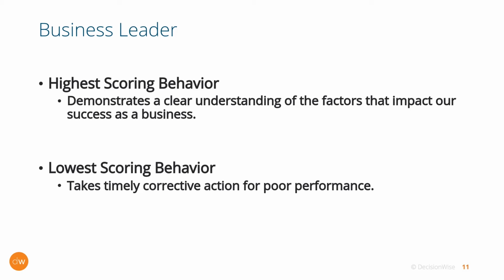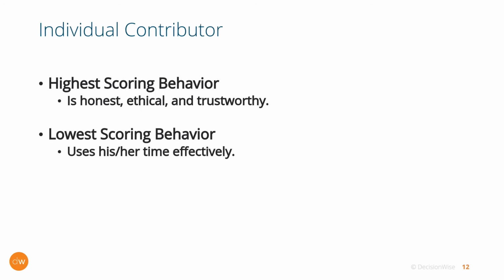Yeah. All right. Let's jump into individual contributor. I'll keep us moving along here. Individual contributor, highest scoring behavior is honest, ethical, and trustworthy. And then lowest scoring, uses his or her time effectively. Thoughts on these before I throw more of my meaning on there? Jefferson, I'll let you jump in. I haven't heard your voice in a minute. I'm just so glad that honest, ethical, and trustworthy is one of the highest scoring behaviors. I think that's something that anyone would really want, especially at the beginning of their career.